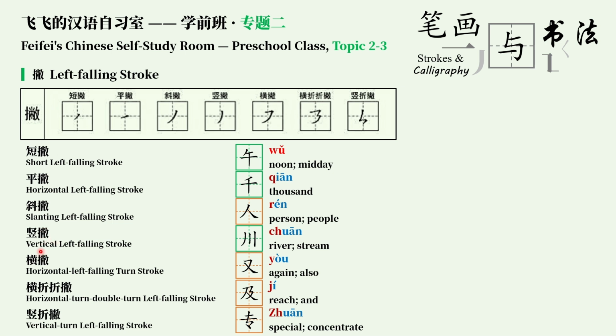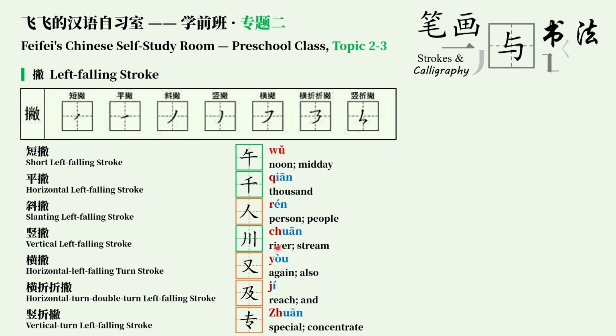竖撇 vertical left fallen stroke. This stroke combines the features of a vertical stroke and a left fallen stroke. It starts at a straight vertical line, then turns sharply left and downward at the bottom. When writing, keep the upper part straight like a vertical stroke. Then smoothly curve the brush to the left and sweep down to form a sharp point.